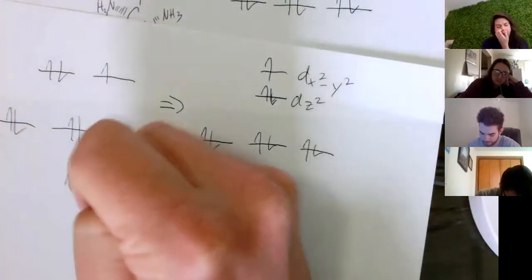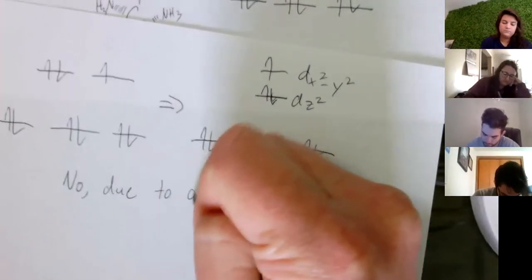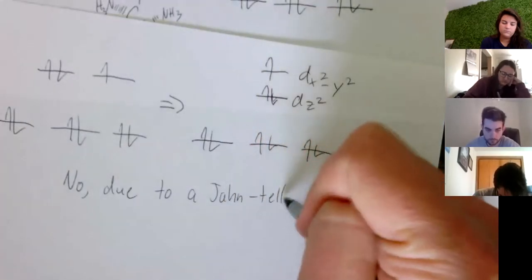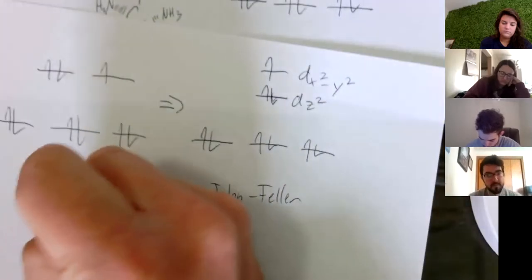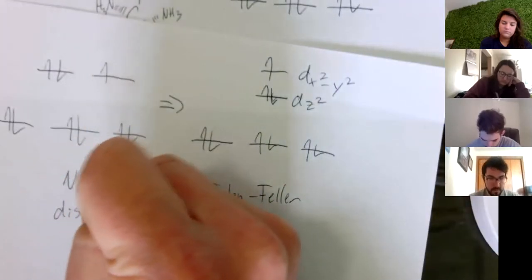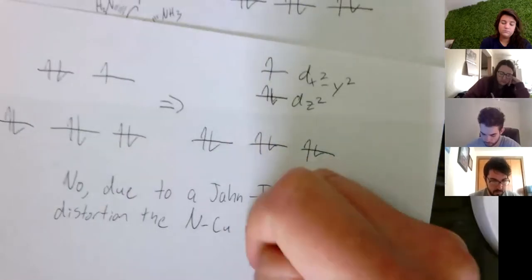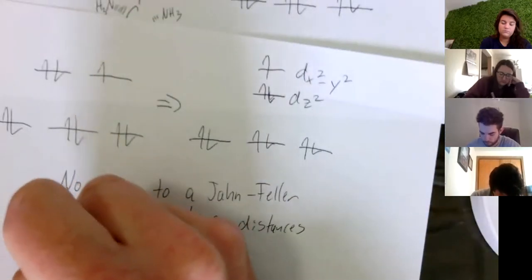So the answer to this would be no, due to a Jahn-Teller distortion. The Cu-N distances are shorter.